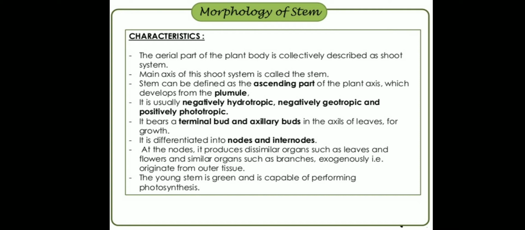It bears a terminal bud and axillary buds in the axils of leaves for growth. Okay, it is differentiated into nodes and internodes. At the nodes, it produces dissimilar organs such as leaves and flowers, and similar organs such as branches exogenously, that is originate from outer tissue. Okay, and the young stem is green and is capable of performing photosynthesis.